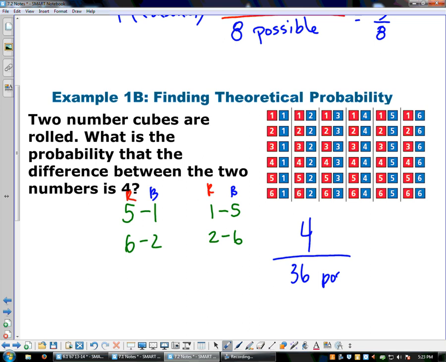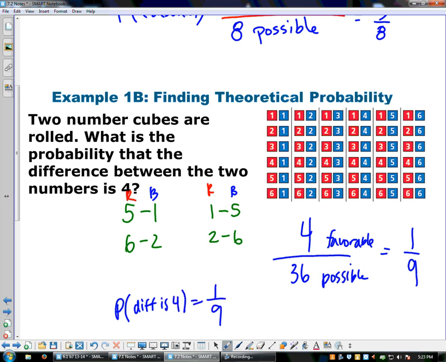Well, if you add up all of the numbers here, that is 36 different combinations. So 4/36, and we could even reduce that and say that the 4 favorable out of 36 reduces to 1/9. So the probability of rolling 2 number cubes so that their difference is equal to 4 is going to be 1/9.